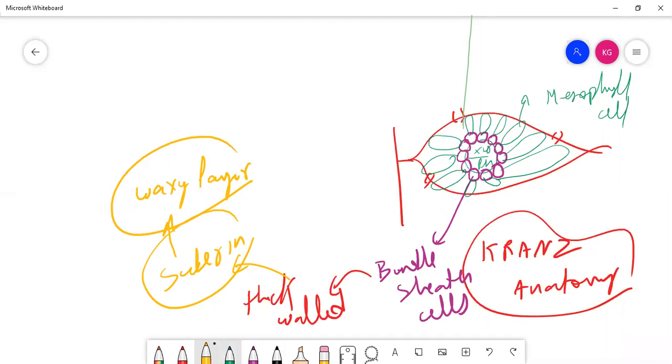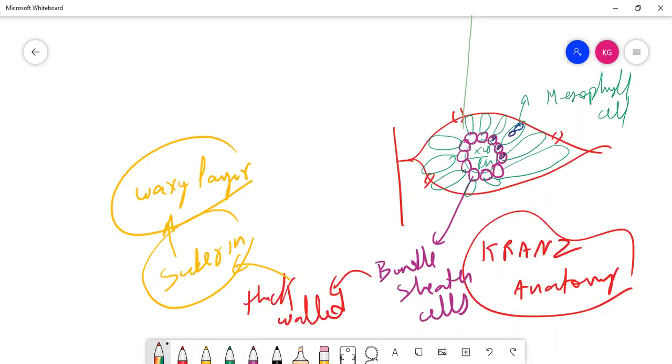ठीक है, और आपने याद रखना है कि both these cells, mesophyll as well as bundle sheath cells, both have chloroplast. यहाँ पे भी chloroplast है और यहाँ पे भी chloroplast है. So mesophyll cells also have chloroplast and bundle sheath cells also have chloroplast. Is this clear? अब आपने देखा है, now look at this. हमने क्या देखा यहाँ पे?